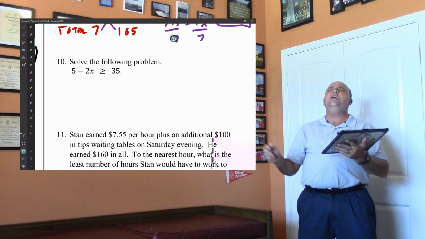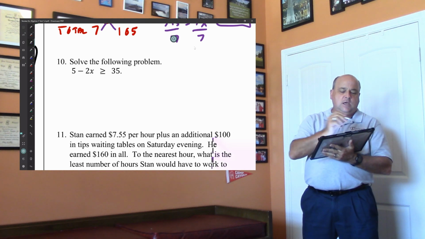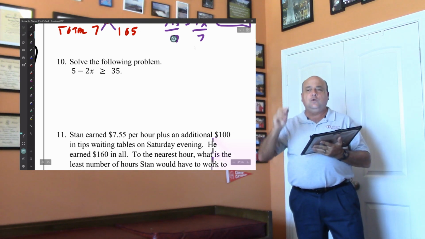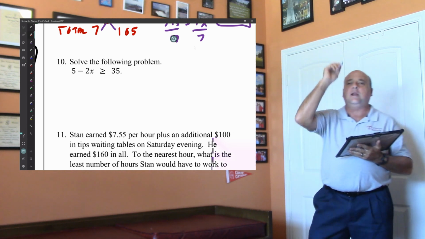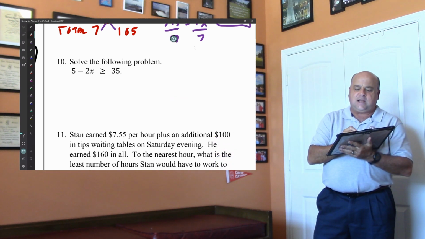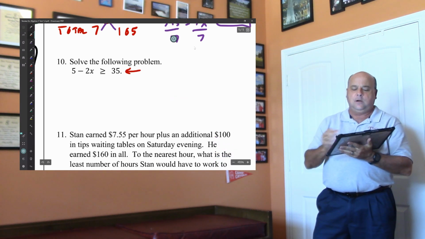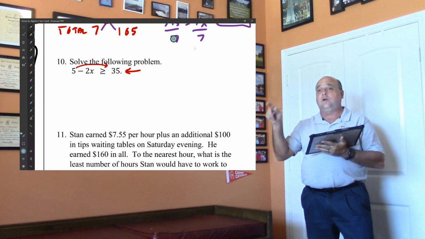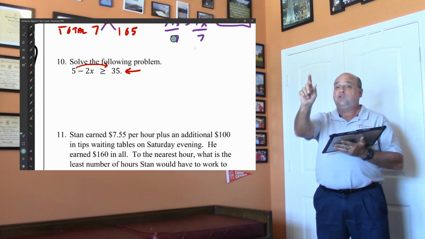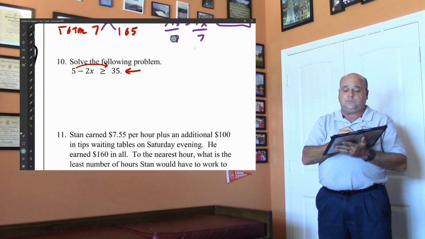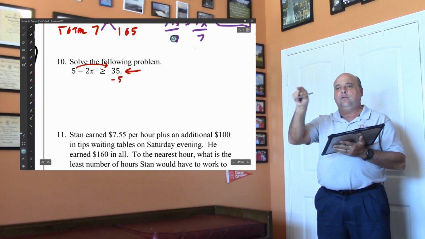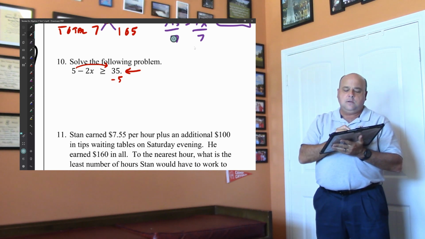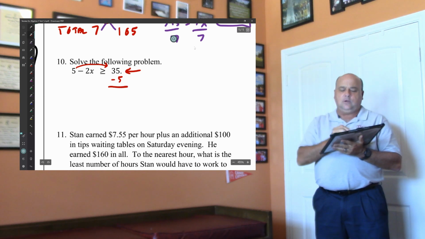Let's do number 10. On number 10, 5 minus 2x greater than 35. You could use a calculator right off the bat, can't you? So type that 35 into the calculator, and then we're going to move that 5 over. Will we do 35 plus 5 or 35 minus 5? That's right. The 5 is positive, so we've got to subtract it. So on the calculator, 35 minus 5, hit enter, and you get 30.